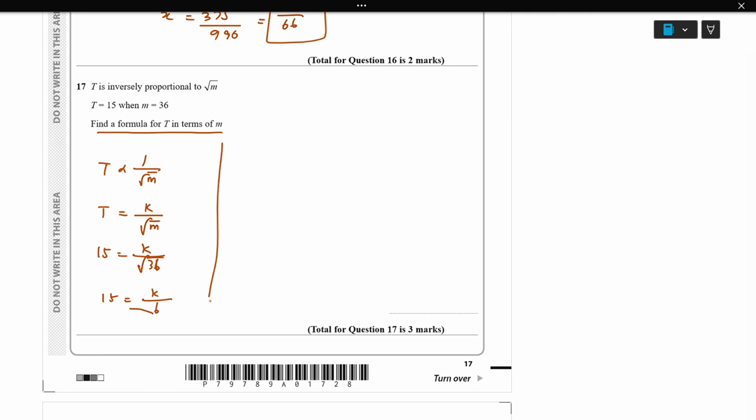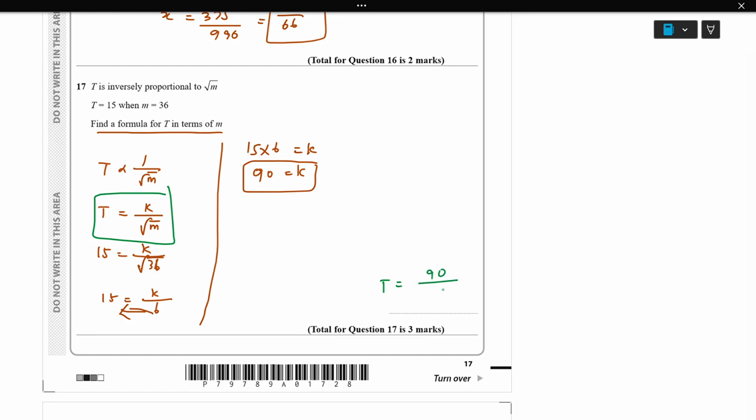Multiply here, so 15 times 6 equals k, which is 90 equals k. So we got the k value. Just substitute back and we'll get the final answer. T equals 90 over square root of m. That's the formula for T in terms of m, that's the final answer.